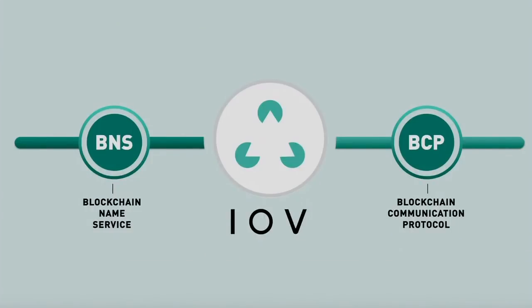There we go. IOV builds the tools for next-generation blockchain technology. This includes our blockchain name service and the blockchain communication protocol. The blockchain name service acts as a lookup service for blockchain. It's very similar to how DNS works in Firefox and Chrome. Additionally, we enable cross-chain exchanges. This is similar to cloud currency technology.